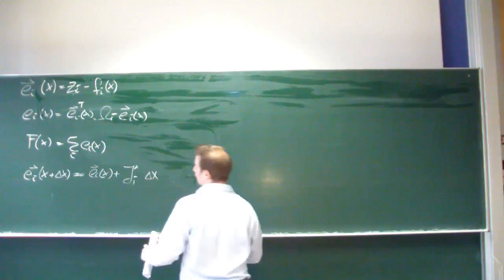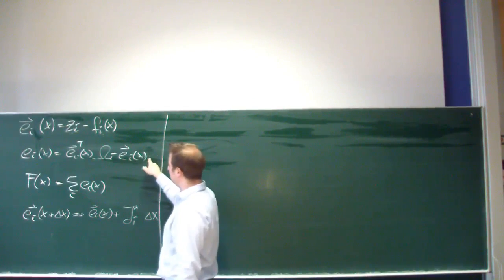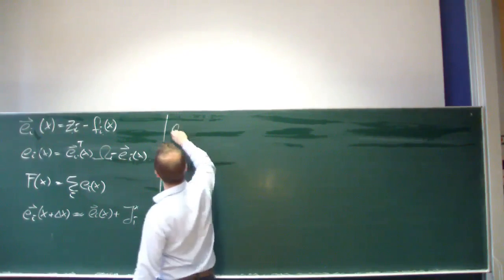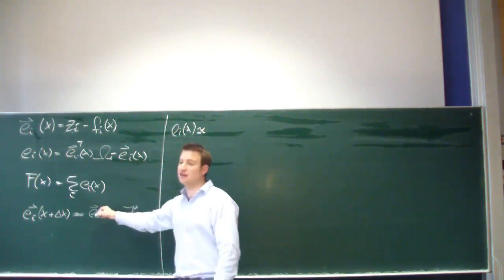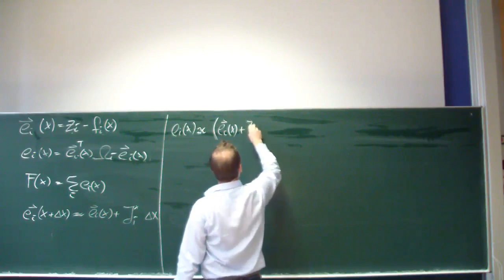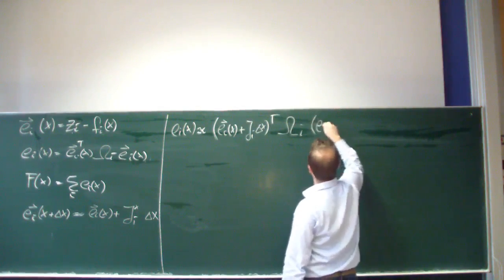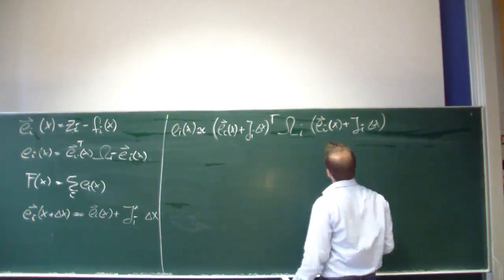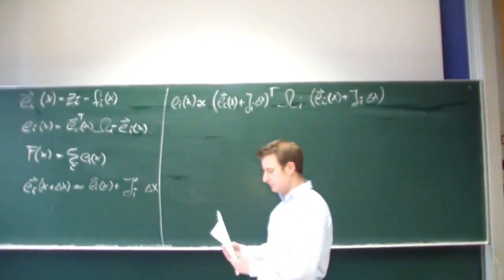Now, let's see where this leads us. If this is our linearized error function, the individual squared error function is this term over here, so we have to take this term and replace the e_i with the approximated version. So e_i of x, approximately, because I use linearization, is (e_i of x plus J_i delta x) transposed, times the information matrix, times (e_i of x plus J_i delta x). Right? Looks good.